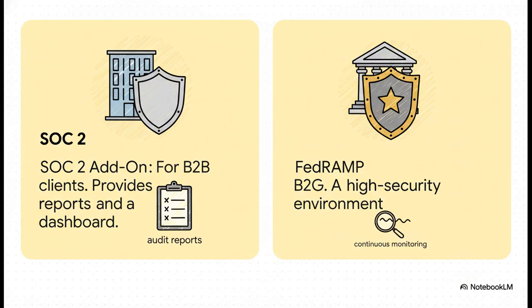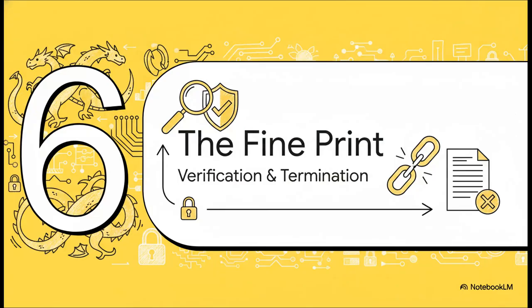On the compliance side of things, there are two main add-ons you should know about. The SOC 2 add-on is mostly for B2B clients who need to prove their security and controls are up to snuff. The FedRAMP add-on, that's a much higher level certification, mainly for government customers who have to meet those super stringent federal security rules. All right, we're in the home stretch.